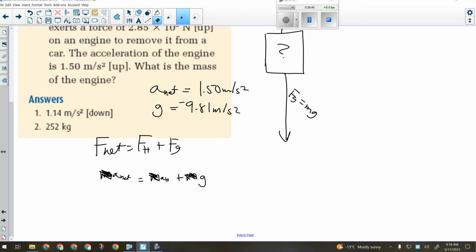Can I calculate the acceleration the hoist could produce? I can. I'm just going to bring gravity over here, and I'm going to have the net acceleration minus the acceleration due to gravity equal the acceleration of the hoist. So then I'm going to go 1.5 minus negative 9.81.